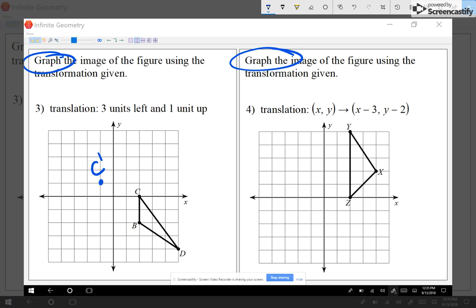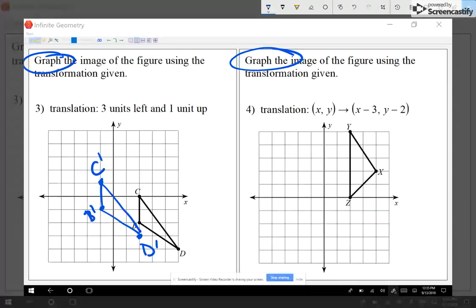Let me do the same with my B. That's going to give me my corner B prime. Same thing with D, 3 to the left, 1 up. That gives me a corner D prime. I connect my points, and that's basically it. Now, on my example 3, I'm using words. On my example 4, I'm using the notation.